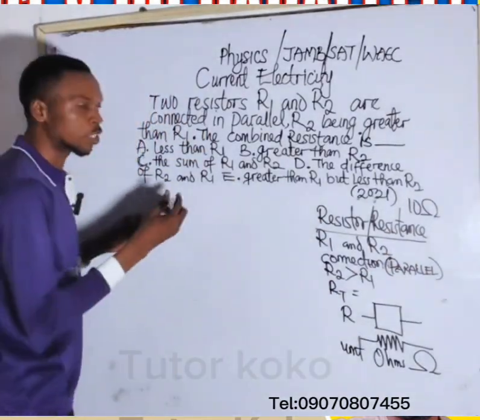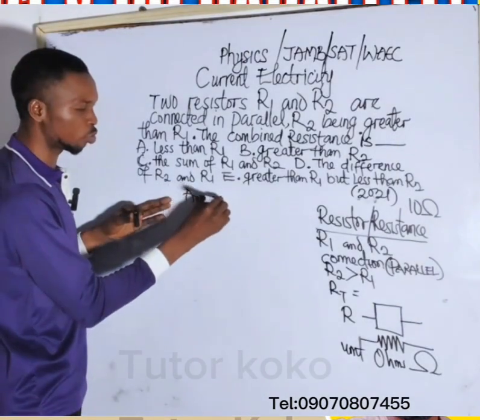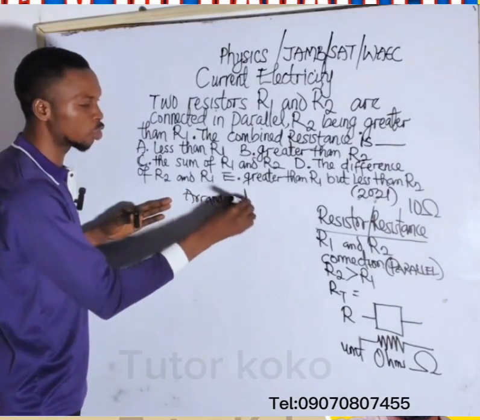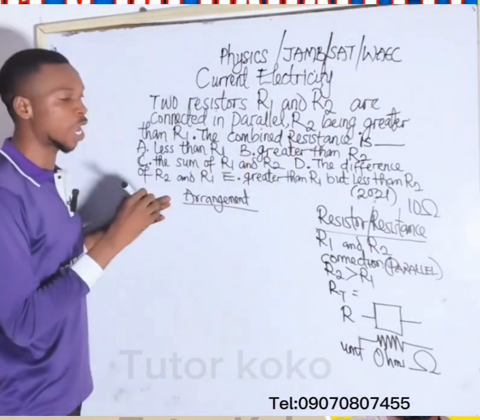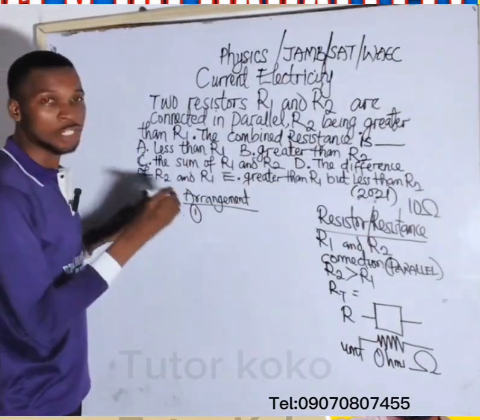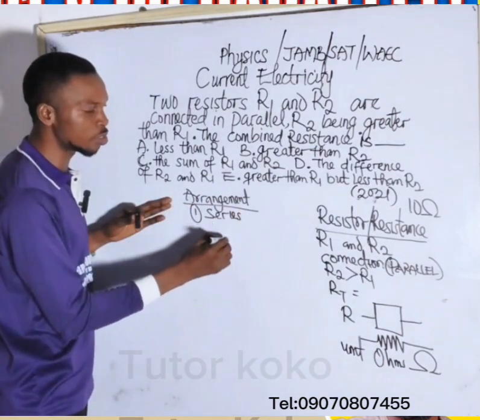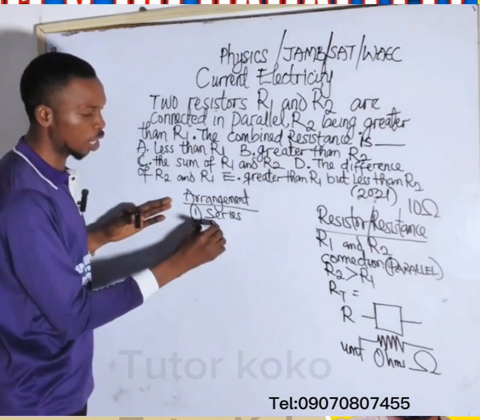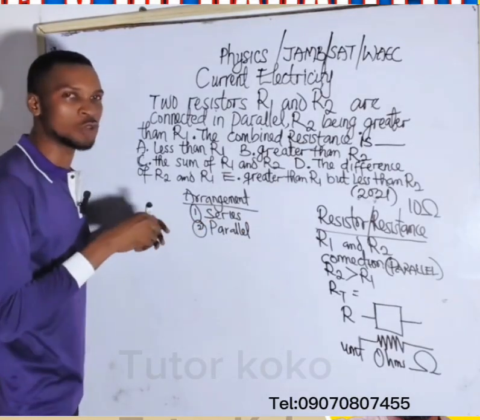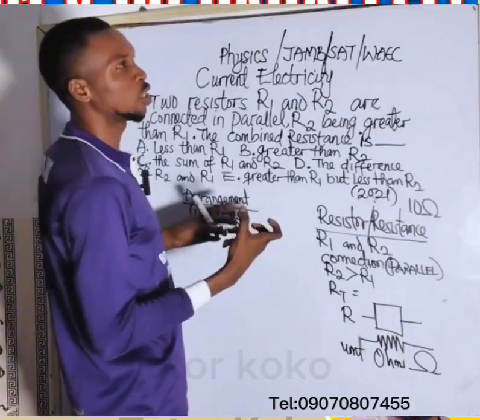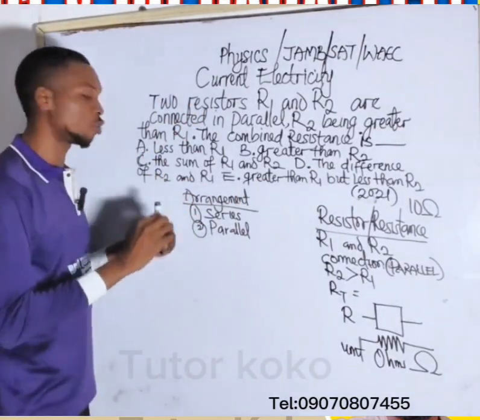All right. So now the main concept for today is arrangement of resistors. How do we arrange resistors? There are two ways we can arrange resistors in an electric circuit. One, we can arrange resistors in series, and two, we can arrange resistors in parallel. Please take note, resistors can be arranged either in series or in parallel. Series do not usually have issue.